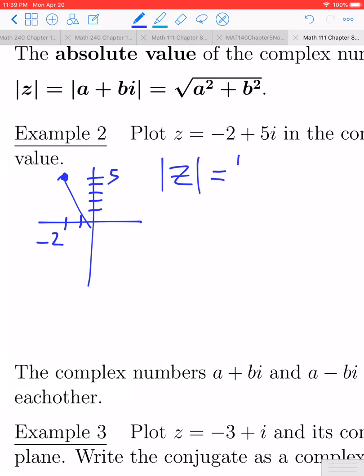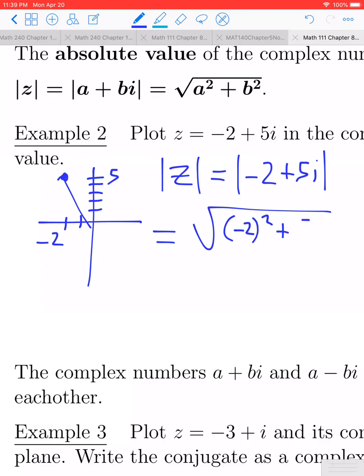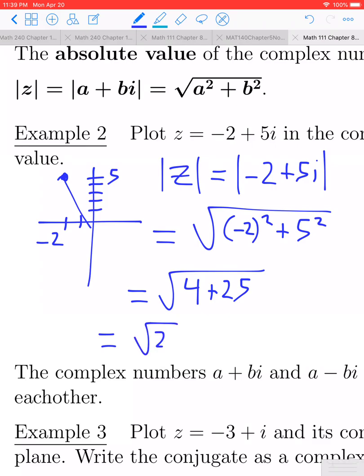The absolute value of z, which is the absolute value of negative 2 plus 5i, is equal to the square root of negative 2 squared plus 5 squared. This is the square root of 4 plus 25, which is equal to the square root of 29. If you wanted to give an approximation, I'm perfectly fine with the exact value, but to two places it would be about 5.39. Again, what that means is that the distance from 0, 0 to negative 2 plus 5i would be 5.39.